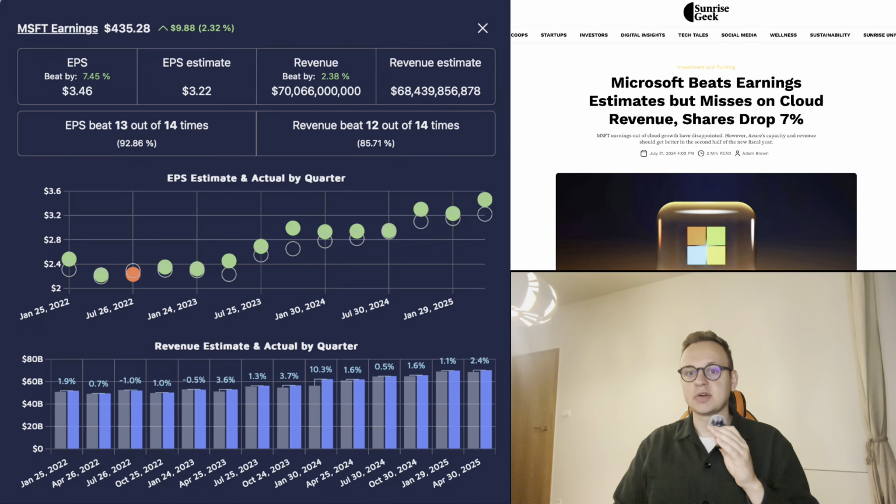If it misses, even slightly, the stock might drop. That's why you might see headlines like Microsoft beat revenue but missed on EPS, and the stock dips 5% the next day. It's not just about performance, it's about expectations.